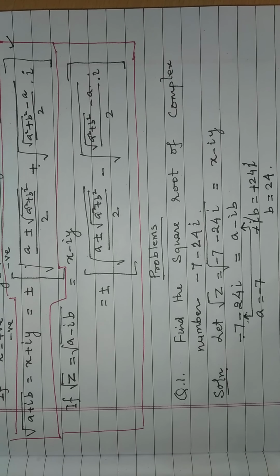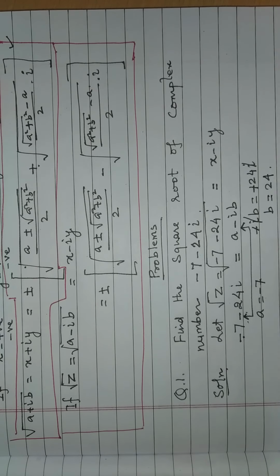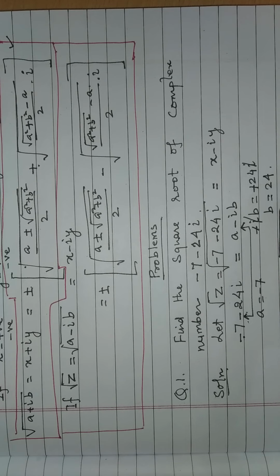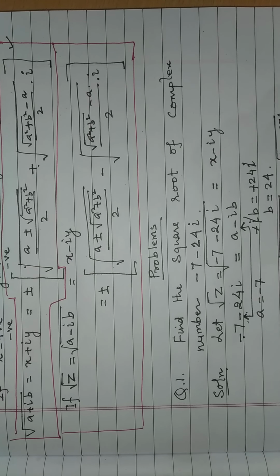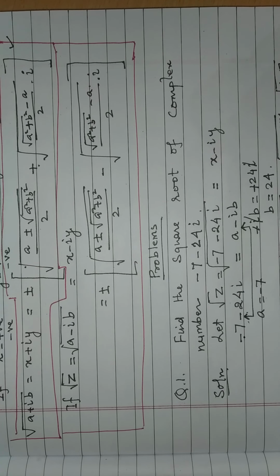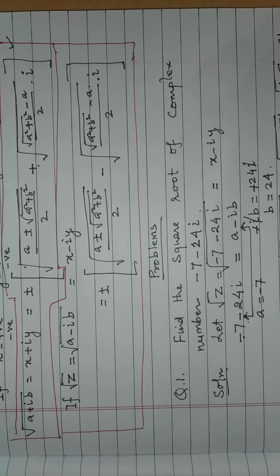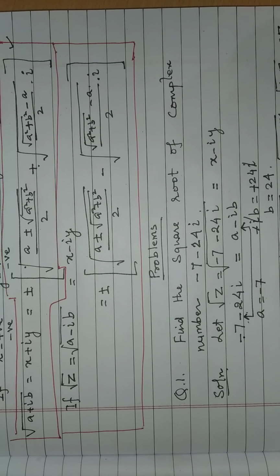Now we have to find root under a square plus b square. So root under 7 square plus 24 square, that is 49 plus 576, so root under 625, which is 25.